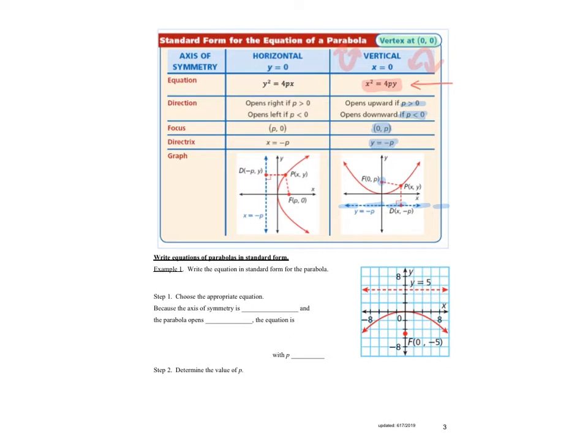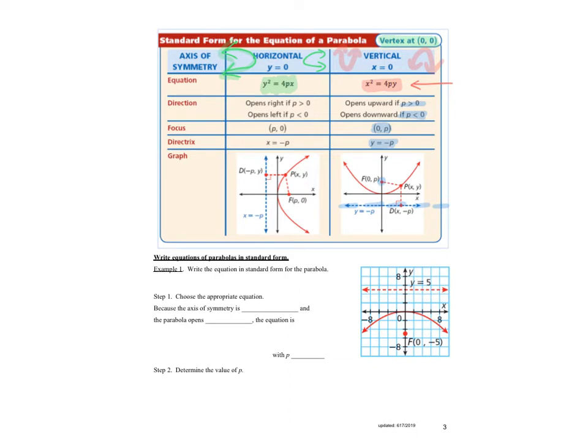Same deal if we're looking for a horizontal parabola. Let's use this pen. Horizontal parabola opening to the left or to the right. Here, x and y interchange their roles in the equation. So we have y squared equals 4px.